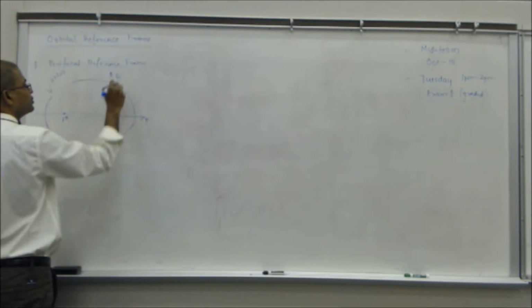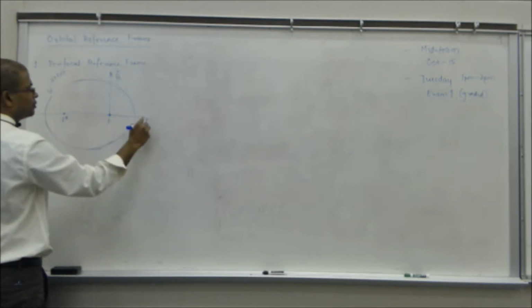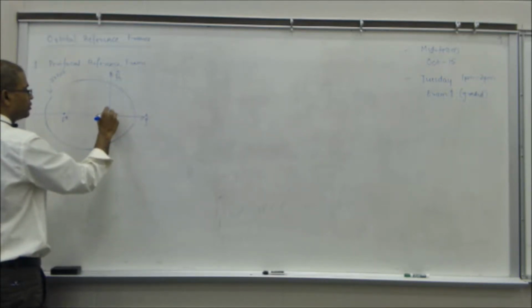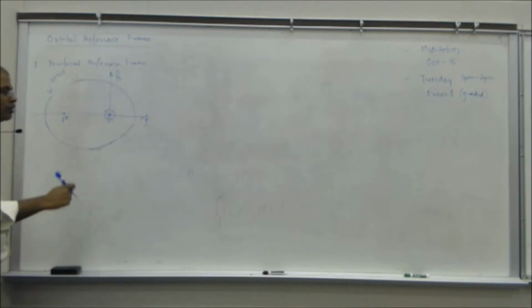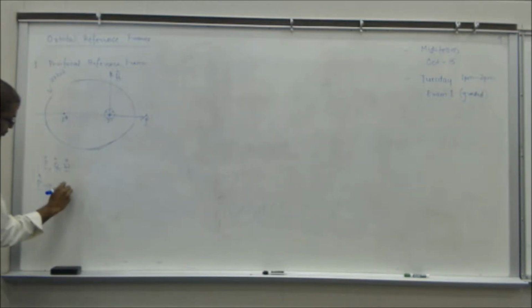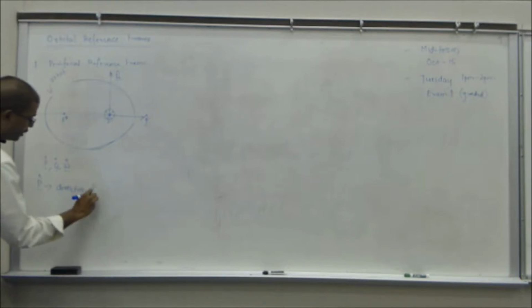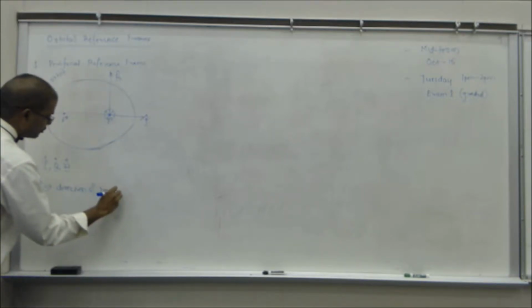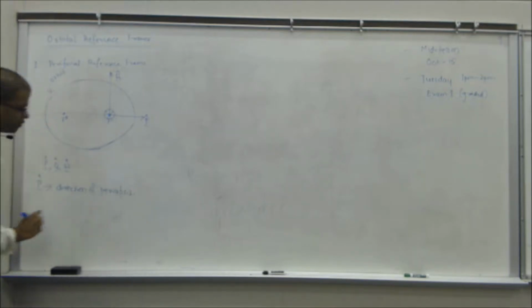this is the Q direction, right? And the one coming out is the W direction. So you're looking at P, Q, W. Okay. So what we do is we define P as the direction of periapsis. All right. And we define W.